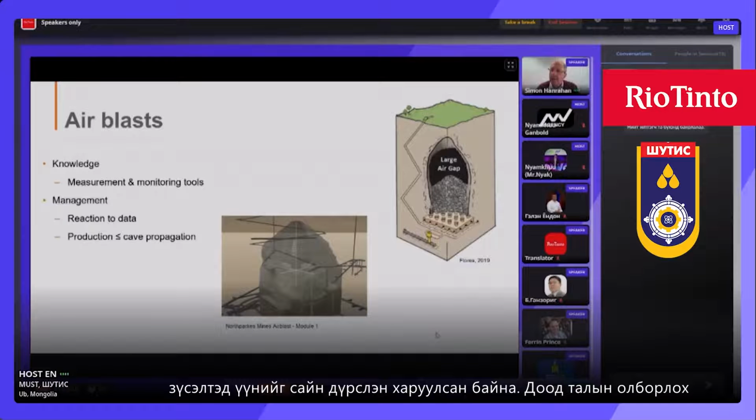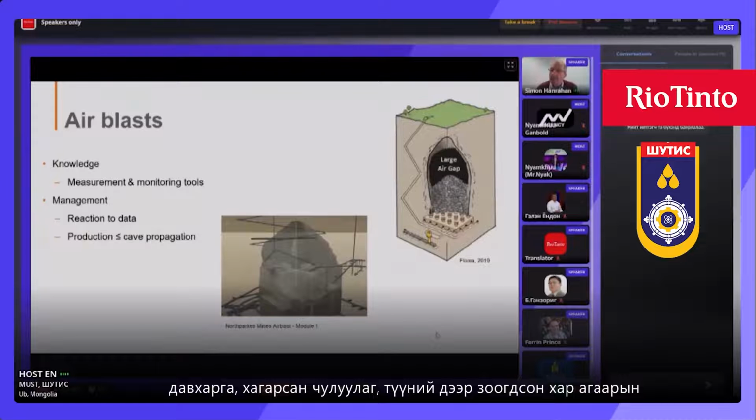Now, an air gap can come about when our cave doesn't cave as quickly as we think it will, and we're pulling out the broken rock faster than what the cave will cave. And this means that then we get what we call an air gap happening. Now, in a normal cave, we strive to keep that air gap very small, because if something happens, we only want the rock to fall.